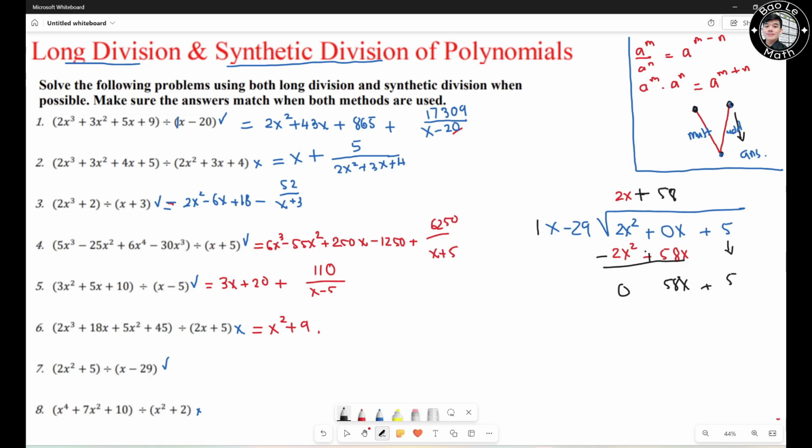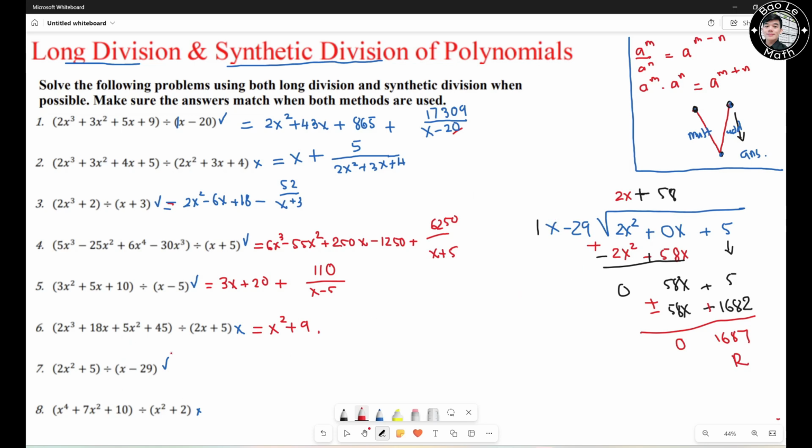58s divided by s is going to be plus 58, alright? 58 times 1s is going to be 58s. 58 times negative 29, it's going to be 1682. Alright, negative sign right here. Now we need to change the sign. So it could be negative, this is plus, add them up, it's going to be 0. This guy is going to be 1687. And this is the remainder, because the power of this one is less than the power of this one. So we stop there. Okay?